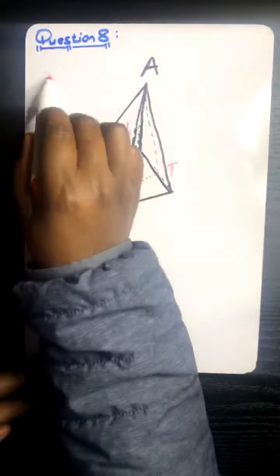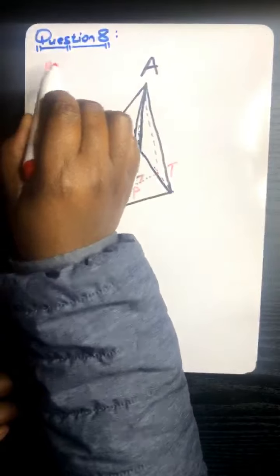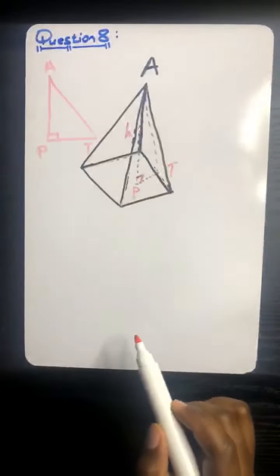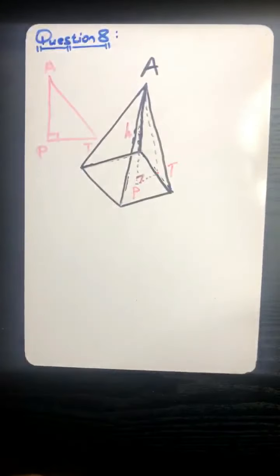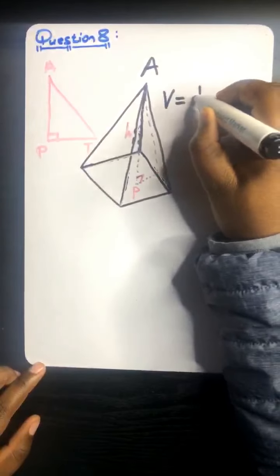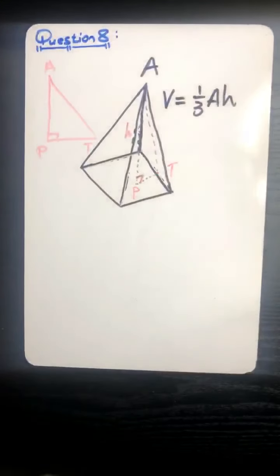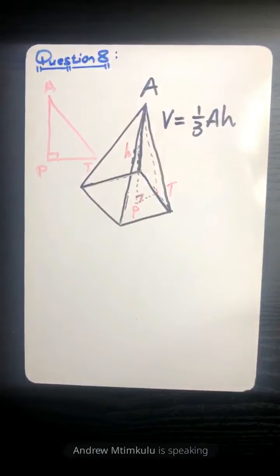I'm just not sure if you guys are able to see that we have a right angled triangle there, where we have A, where we have P, and where we have T. Are you guys able to see that right angle triangle there? Guys, are you still there? Yes, sir.